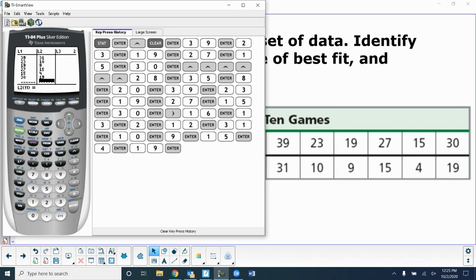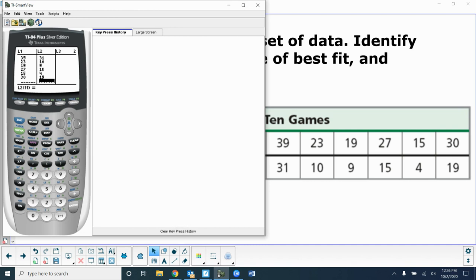Okay, you should have the same amount. You should have 10 in each column. If you don't, it's not gonna work. So make sure you put in the right numbers. Anybody having issues filling in your list? Okay, good.